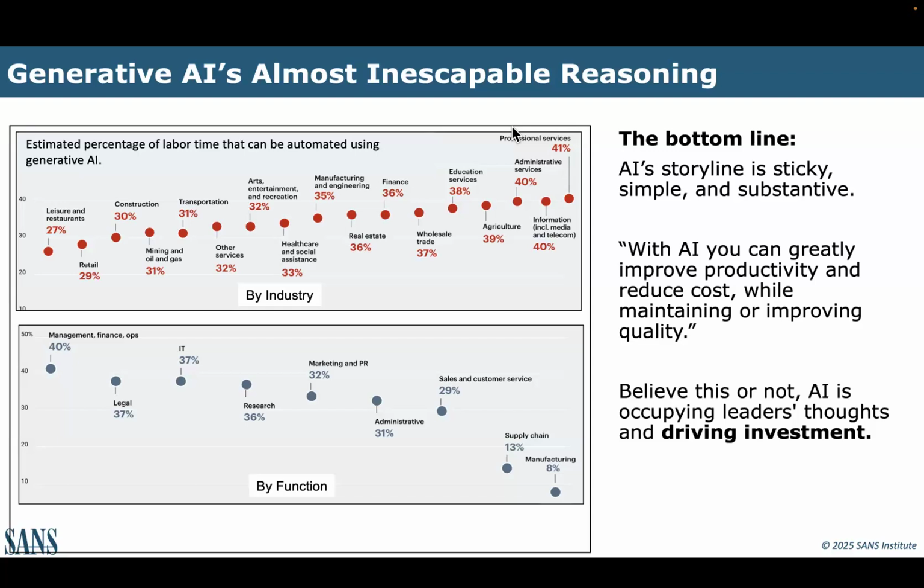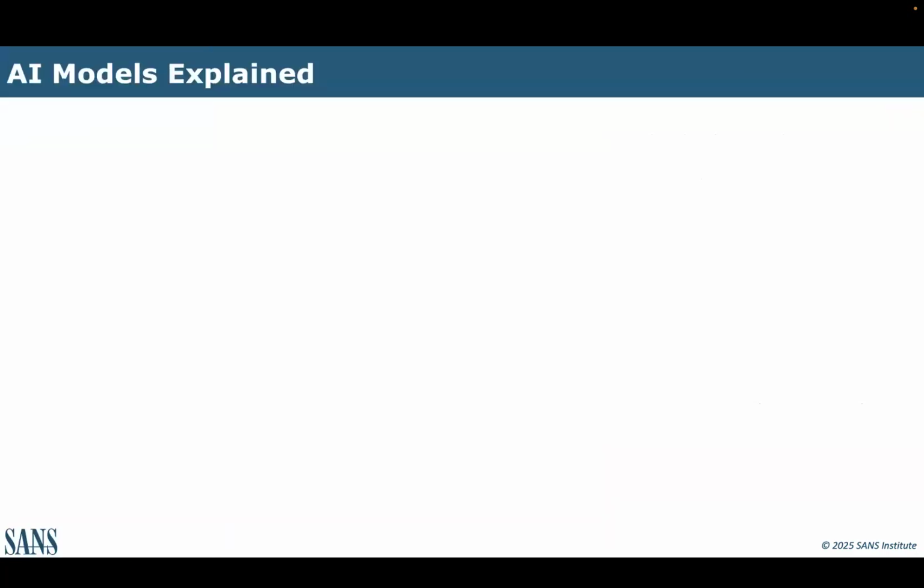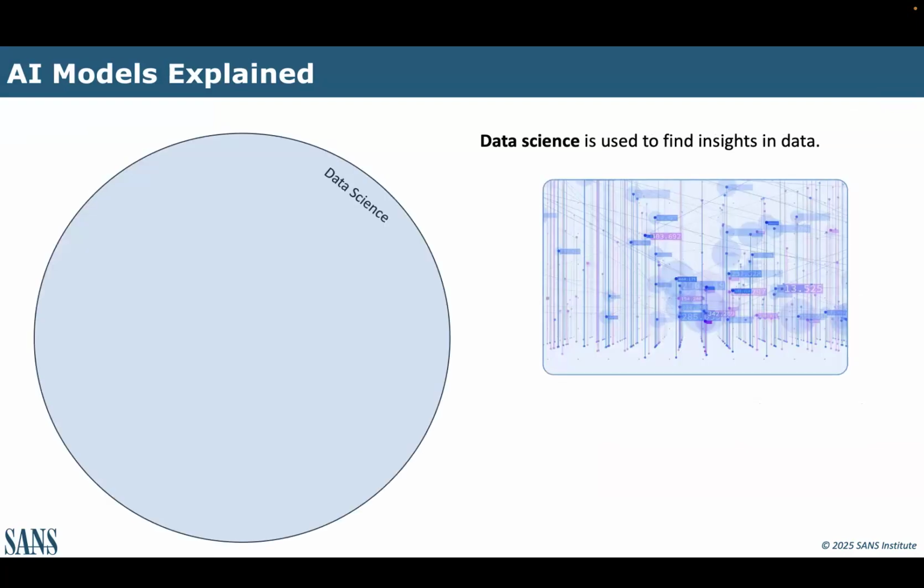We're going to jump in here and talk for a little bit about a little bit of its history and what it is under the hood, again, in the way that it informs risk. We're going to start with talking about AI models. The first thing I'm going to talk about is data science, which we think of as this sort of mothership that encompasses this whole kit and caboodle.